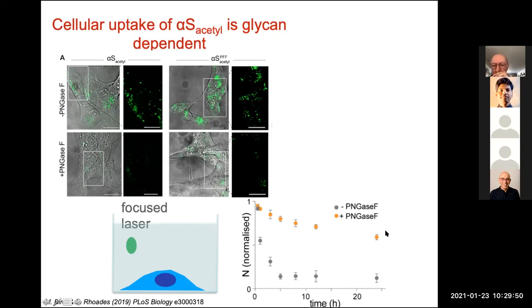So this is an important point, right? This is the 12-hour point, which is what I'm showing you here. We haven't completely eliminated uptake, but we have certainly slowed it down. So that does suggest that there may be primary and secondary pathways that are important here.